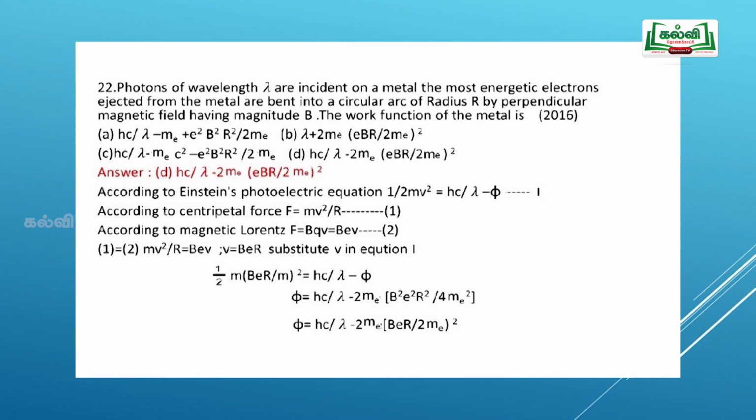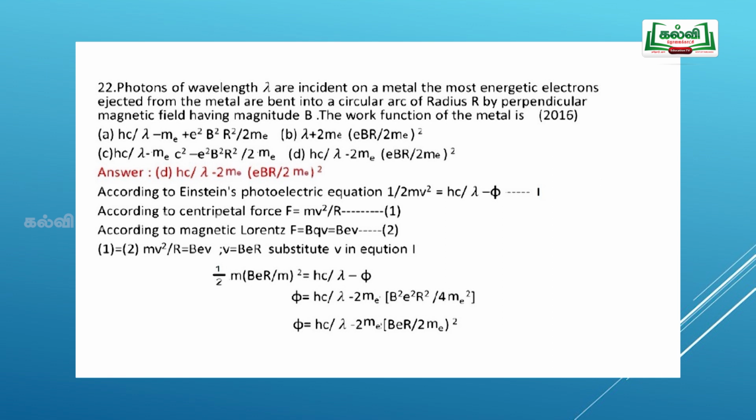Here the data given is that the most energetic electrons ejected from the metal are bent into a circular arc of radius r by a perpendicular magnetic field. Whenever you get a perpendicular magnetic field and an arc of a circle, then we should remember the magnetic Lorentz force. According to the magnetic Lorentz force, F is equal to B Q V, which is equal to B e v. According to centripetal force, we know centripetal force is given by the formula F is equal to m v square by r.